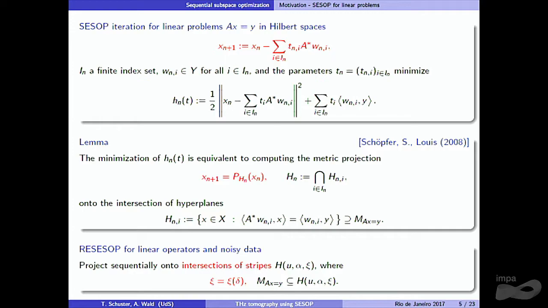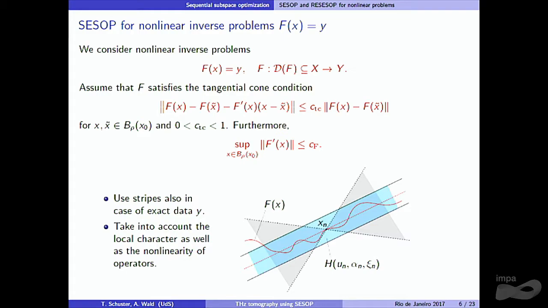Okay, so in each step, what you have to do, you have to choose some search directions. You have to solve a quadratic functional without any constraints, so unconstrained optimization. That's not too difficult. You also can compute the optimality condition, and you get an explicit representation of the solution. It's not a problem. And then get the new iterate by this expression. So the question is now how to extend these results to the nonlinear case.